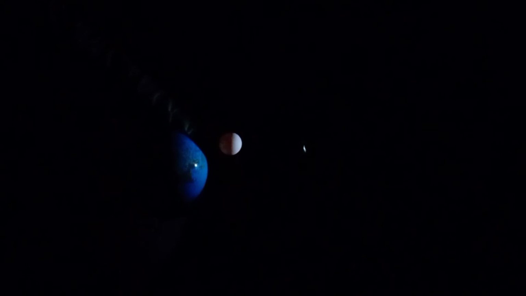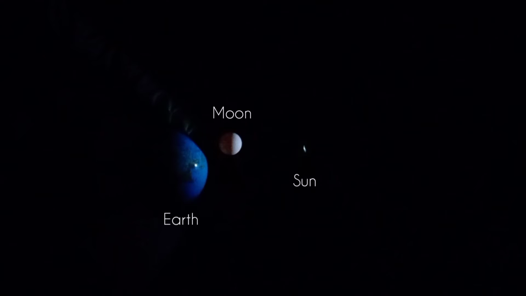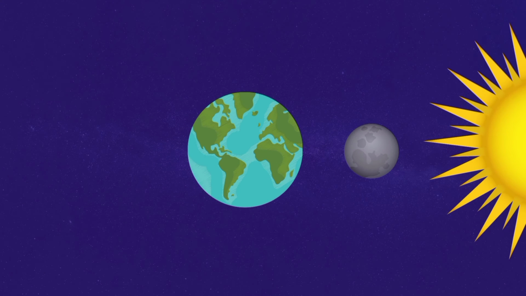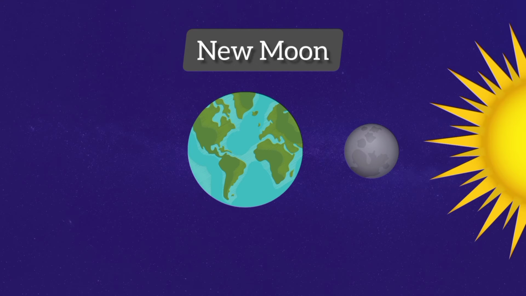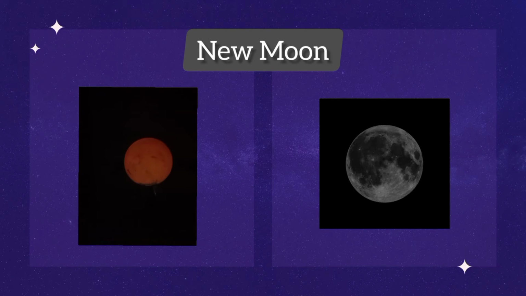The phases of the moon start from a position like this, where the moon is between the Earth and the Sun. This phase is called the new moon. In this position, only the dark part of the moon is visible from the Earth.